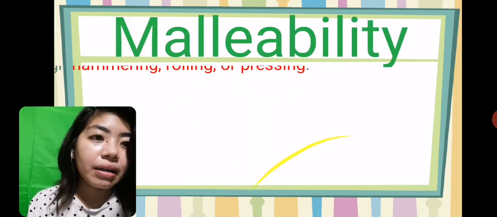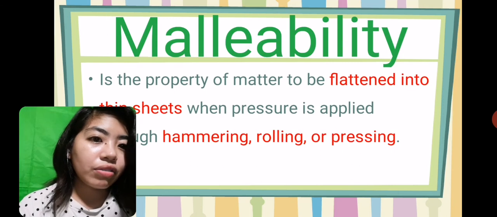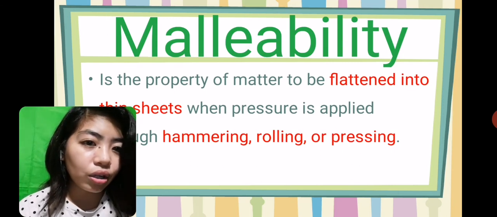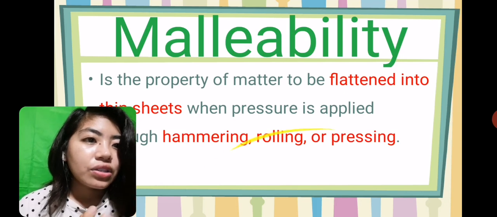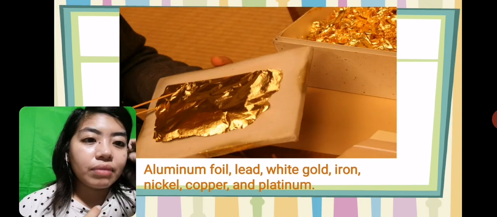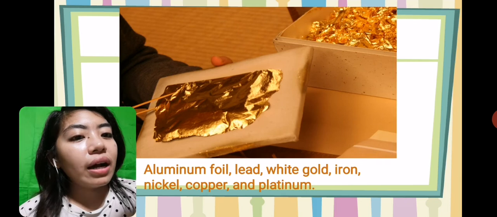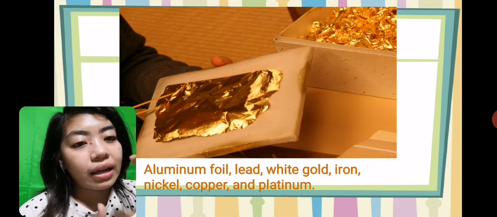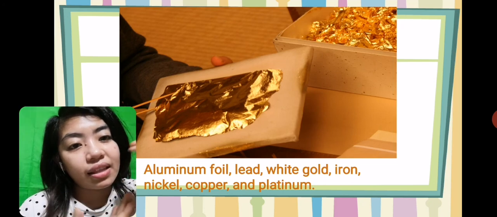Next is the malleability or property of matter that can be flattened into thin sheets. Kapag hinammer, kapag niroll, kapag pinress. So, example natin dyan is aluminum foil, lead, white gold, iron, nickel, copper, and platinum. They are highly malleable or kaya silang i-flat into very thin sheets.